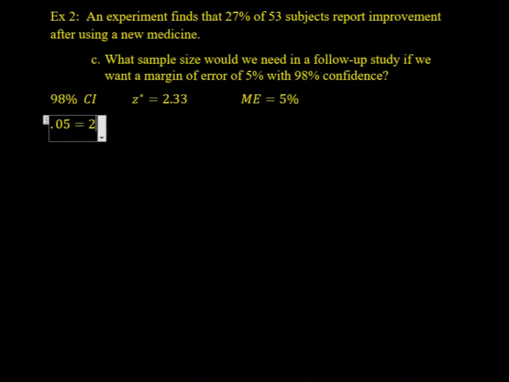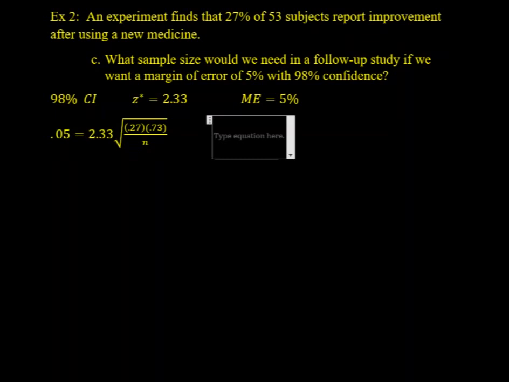0.05 equals 2.33 times the square root of p hat times q hat, which is 0.27 times 0.73, over n. Now, n is what we don't know. That's the sample size we're trying to find, so we're just going to solve. Algebraically, we get rid of that 2.33 in front of the square root. So we'll have 0.05 divided by 2.33, and this will equal the square root of 0.27 times 0.73 over n.